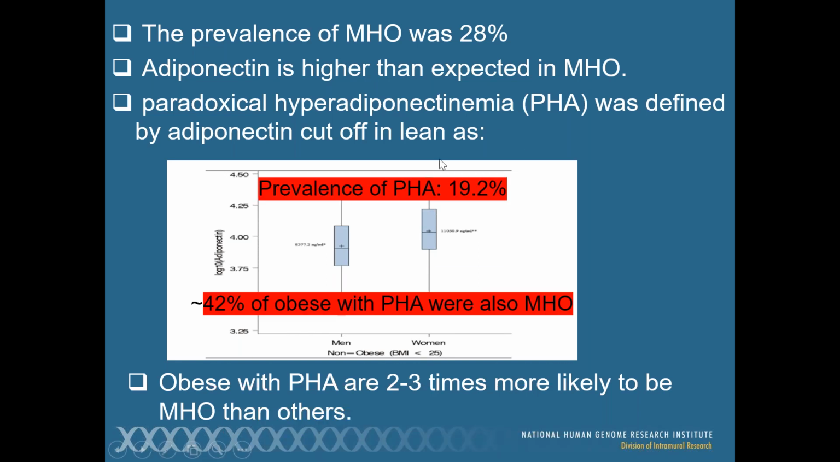So again, when you apply those definitions, the prevalence of hyperadiponectemia among those who are healthy is 19%, and 42% of the people that have high adiponectin are also metabolically healthy.